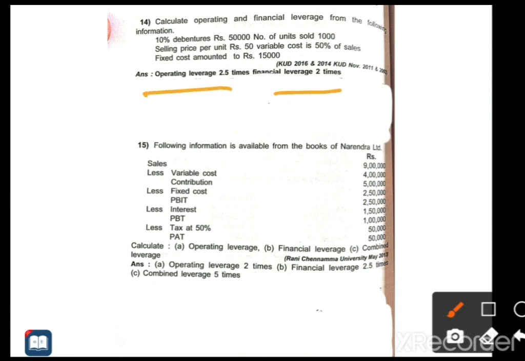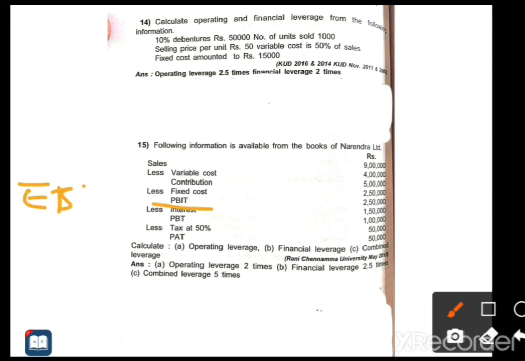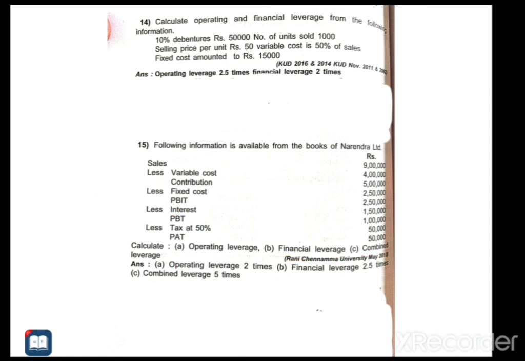The next one is very simple. The information is already given, and the working note is also given. Everything is available: contribution, EBIT. Sorry, it is a printing mistake; it is not PBT, it is EBIT. Minus interest we get PBT. After deducting the tax we get PAT. Calculate operating leverage, financial leverage and combined leverage. Yes, you have to do it.